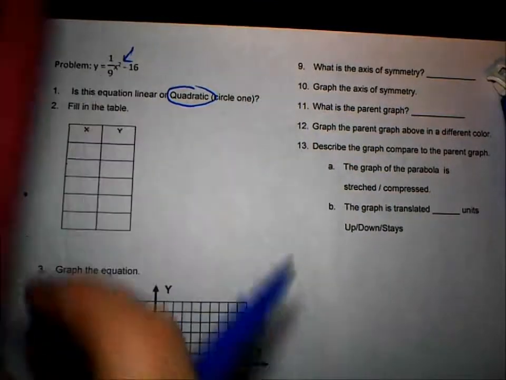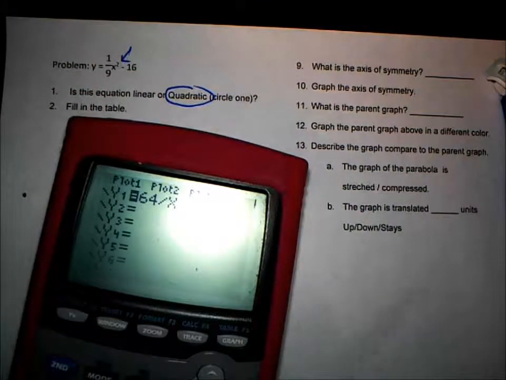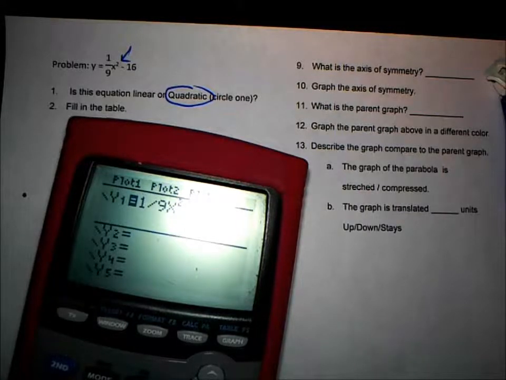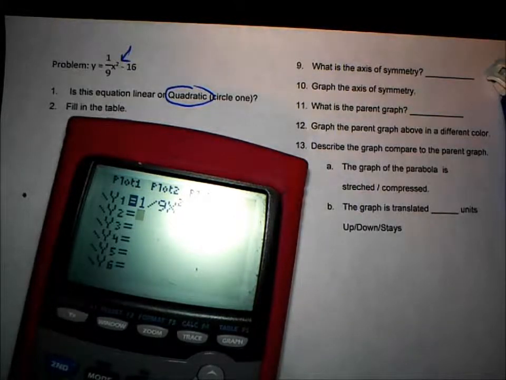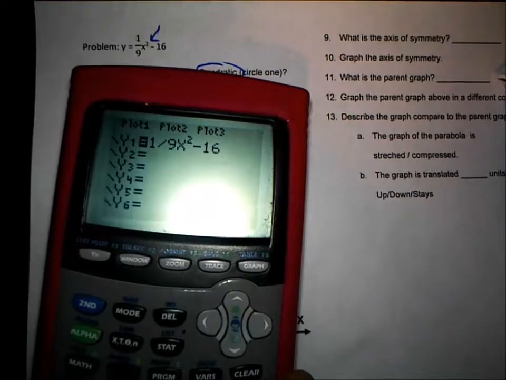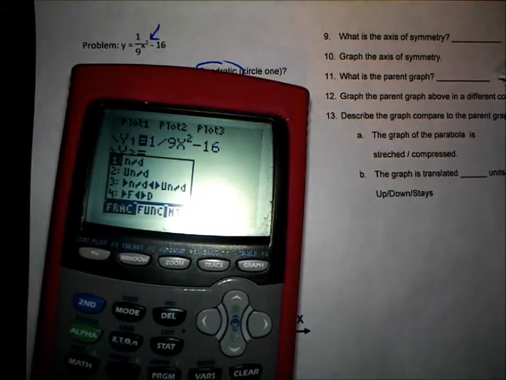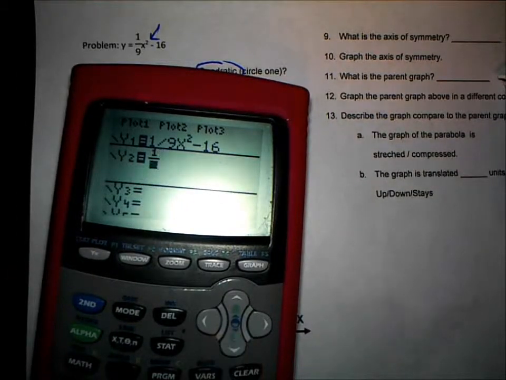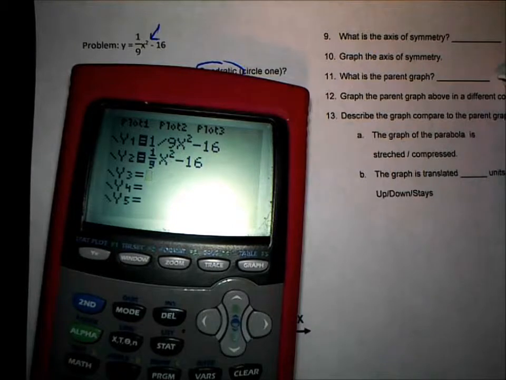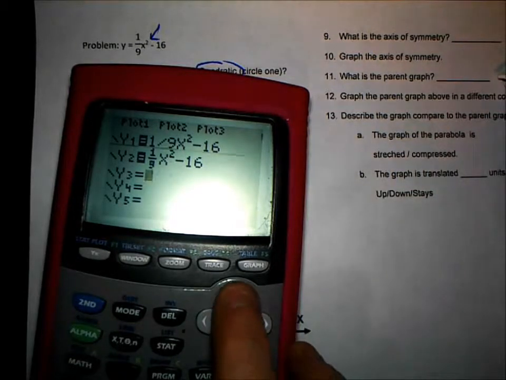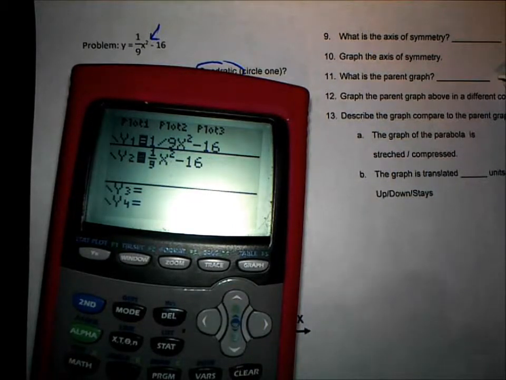We're going to type this in our calculator. 1 divided by 9x squared minus 16 is one way I can do this. Or realize you could do your fraction, that is 1 over 9x squared minus 16. Either one of those will work for the problems that we have here. Okay, I'm going to turn that graph off for now.